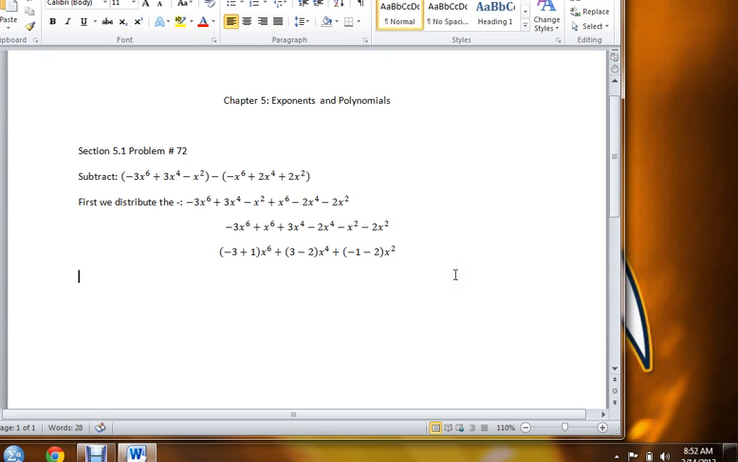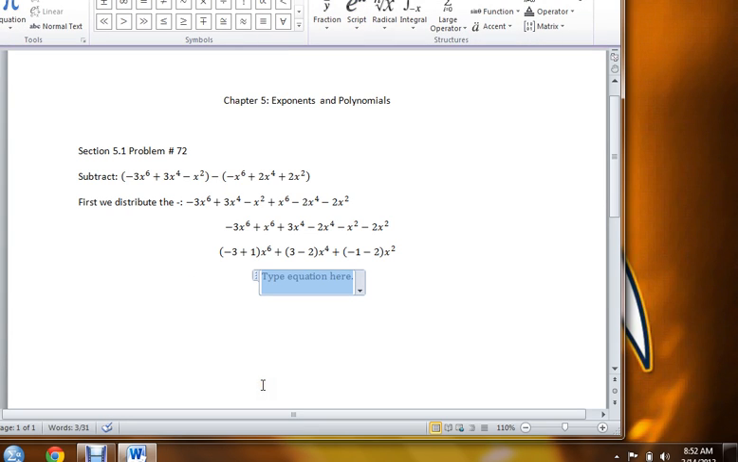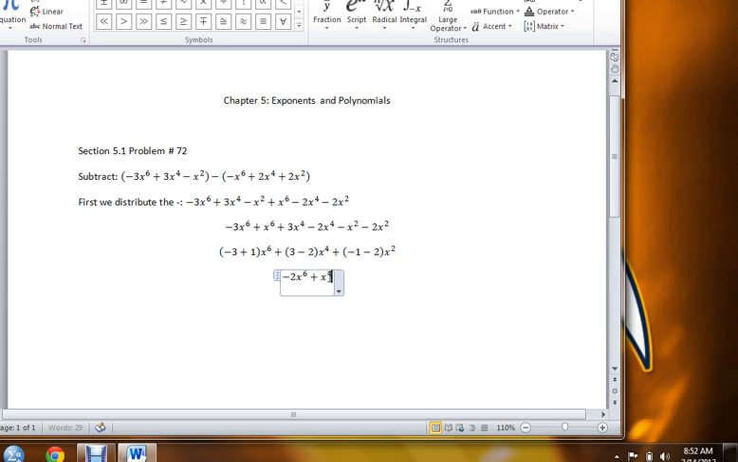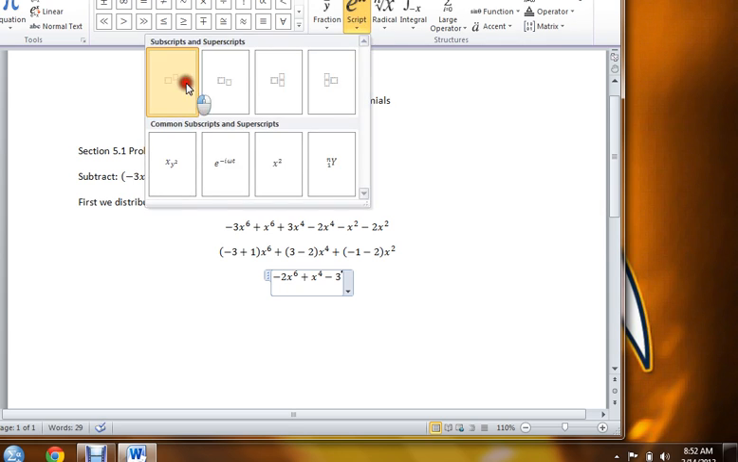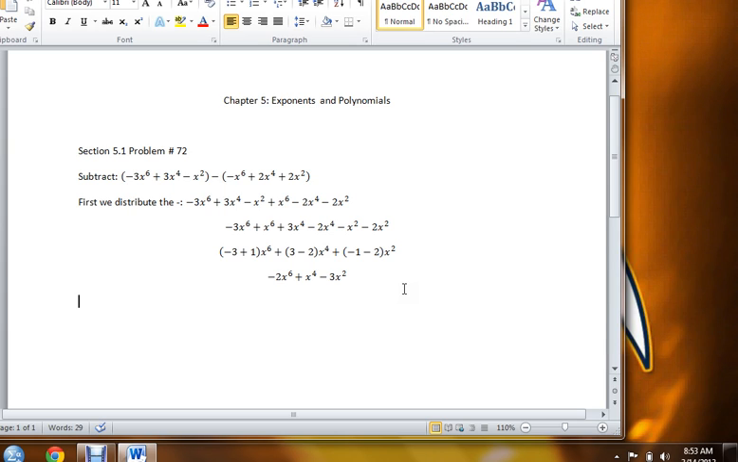Okay, so that's the in-between step, and finally we just combine the numbers together and write this as our final answer, which is the polynomial. So our final answer is minus 3 plus 1 is minus 2 x to the sixth. My 3 minus 2 is 1, so I don't even have to write a coefficient of 1. I can just write x to the fourth. And minus 1 minus 2 gives me minus 3 for the x squared. And that's our final answer for this particular problem.